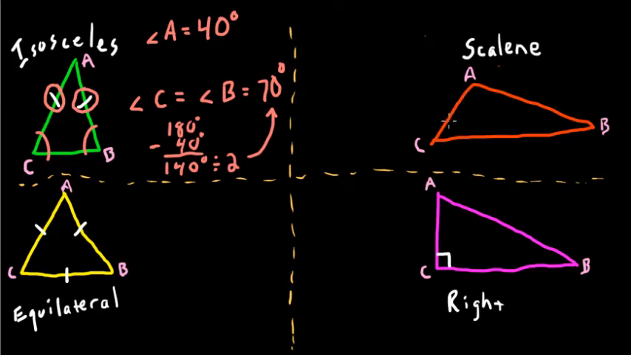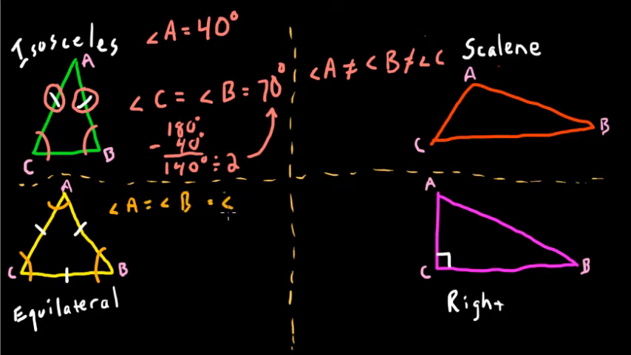Alright, now scalene, none of the angles are going to be the same because all the sides are different. So angle A does not equal angle B, which does not equal angle C. Alright, equilateral triangle, all 3 sides are the same, so you guessed it, all 3 angles, angle B, angle C, and angle A are going to equal each other. So angle A equals angle B, which equals angle C.